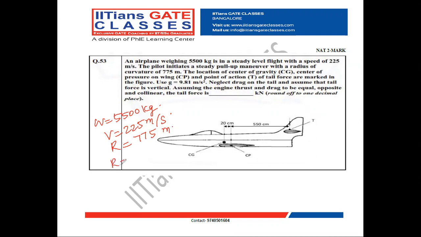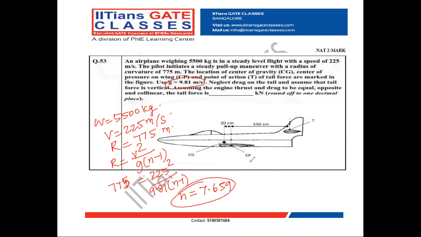So for a pull-up maneuver, radius of turn is nothing but V square by g into (n minus 1). So we know radius of turn R equal to 775 meters, that is equal to V square, velocity is also given, 225 square, divided by acceleration due to gravity 9.81 into (n minus 1). So by this I get the load factor equal to 7.659.